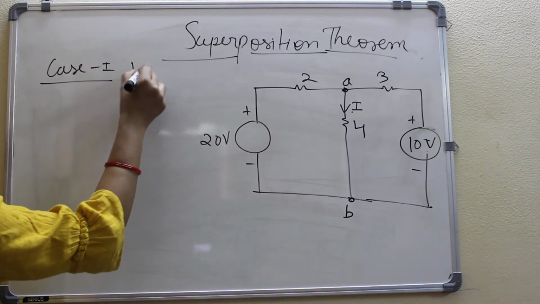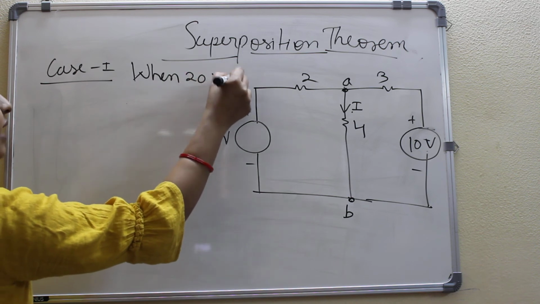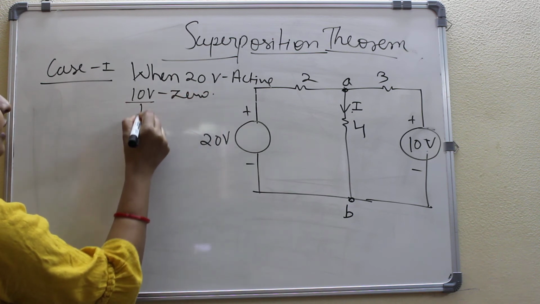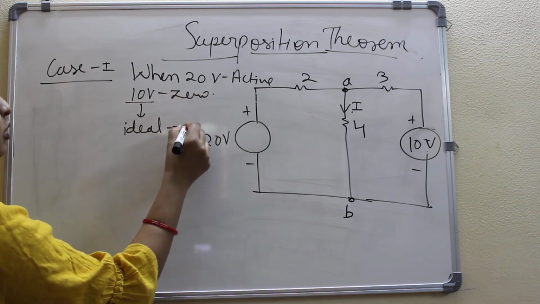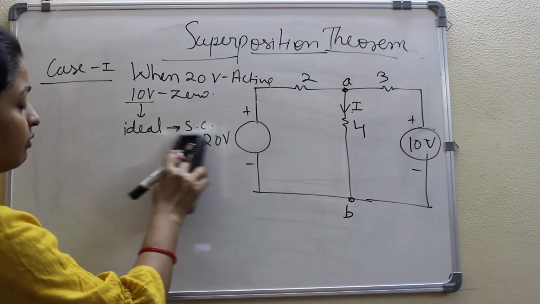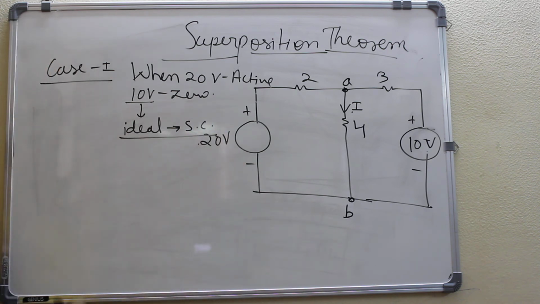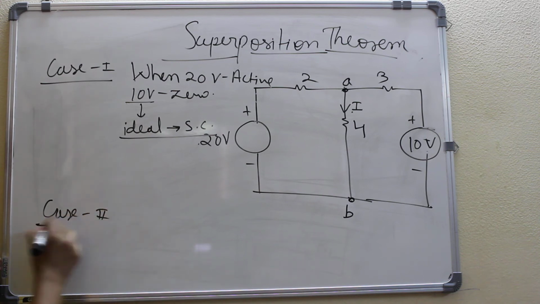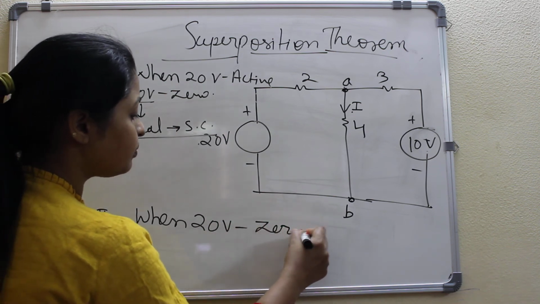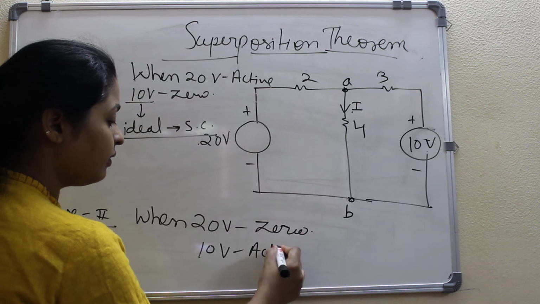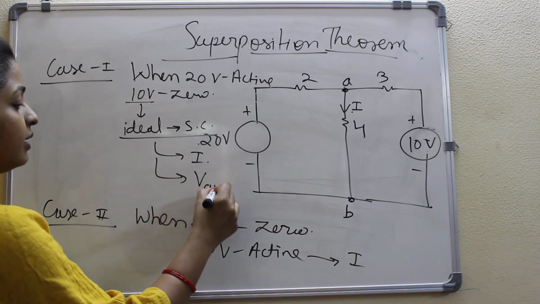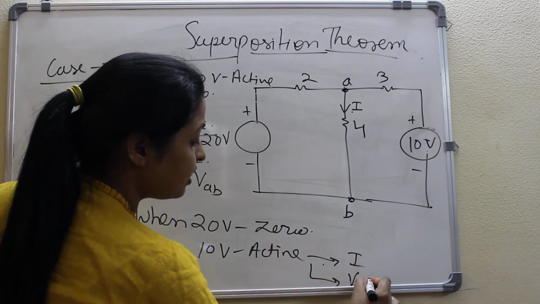Case number 1, when 20 volt is active, at the same time 10 volt will be 0. Since it is an ideal energy source, an ideal energy source must be replaced by a short circuit or open circuit, but in this case the energy source is a voltage source, so it must be replaced by a short circuit. Fine. And case number 2 will be when 20 volt will be 0, 10 volt will be active. So in both the cases calculate I, or VAB, whatever is given in the question.